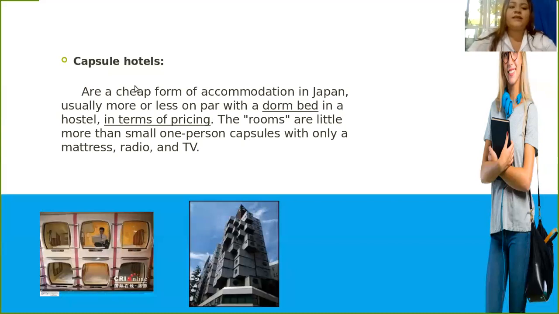Okay, so capsule hotels are cheap. Son mucho más baratas que cualquier otro tipo de alojamiento. But the disadvantage is they only have radio and TV. It's only for sleep and relax. One person. The capsules provide more privacy to the person who decided to sleep and stay here. And this type of capsule accommodation is also the first class in the airport, in the flight.